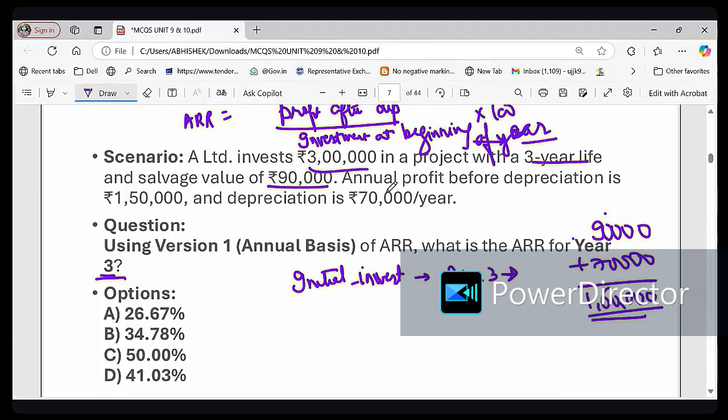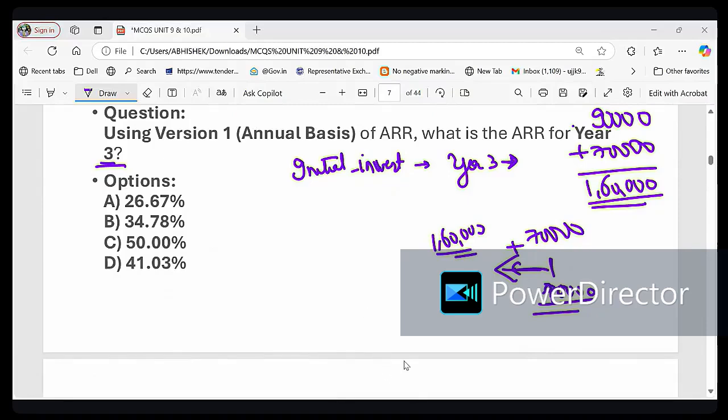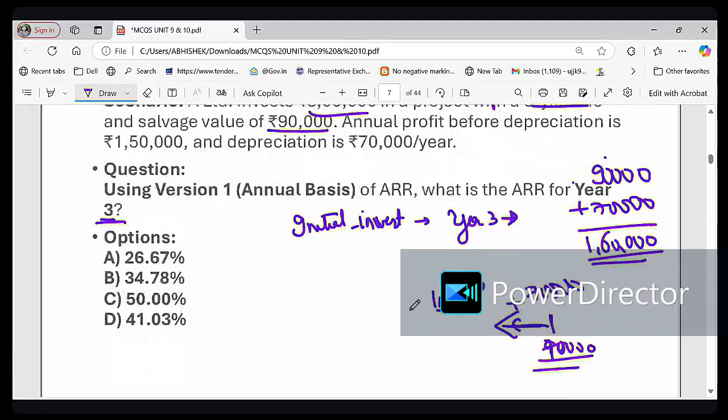So what we did, we started from the last, that is the salvage value, which is 90,000, and we added the depreciation over year number 3, which is 70,000, and we get the investment at the beginning of year number 3. Please tell me, is it clear or not? If it is not clear, I will explain it again, because this is the main thing that you have to take into consideration: initial investment at the beginning of the year, right? Since depreciation reduces the value of the project, the initial investment at the beginning of the year is 1,60,000. Now let's calculate step by step, right?